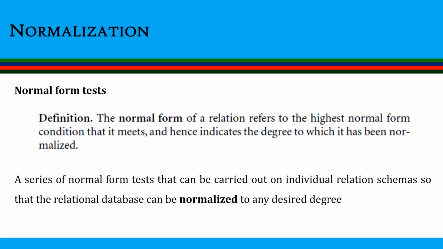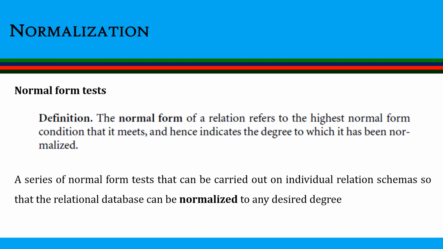E.F. Codd proposed many normal forms like first normal form, second normal form, third normal form, etc. The normal form of a relation refers to the highest normal form condition that it meets, and hence it indicates the degree to which it has been normalized. So if a table is in the second normal form, that means that particular table satisfies the requirements of being in the second normal form, and so the table will have the degree of 2. So the normal form of a relation refers to the highest normal form condition that it satisfies.